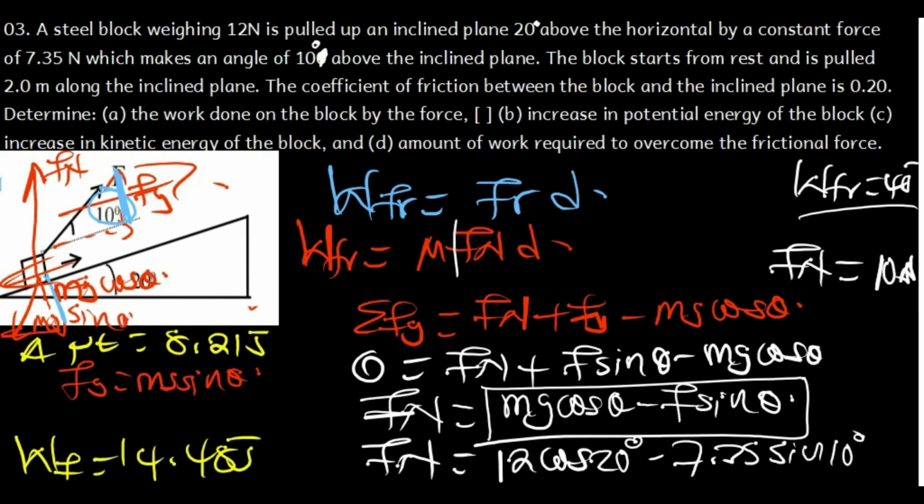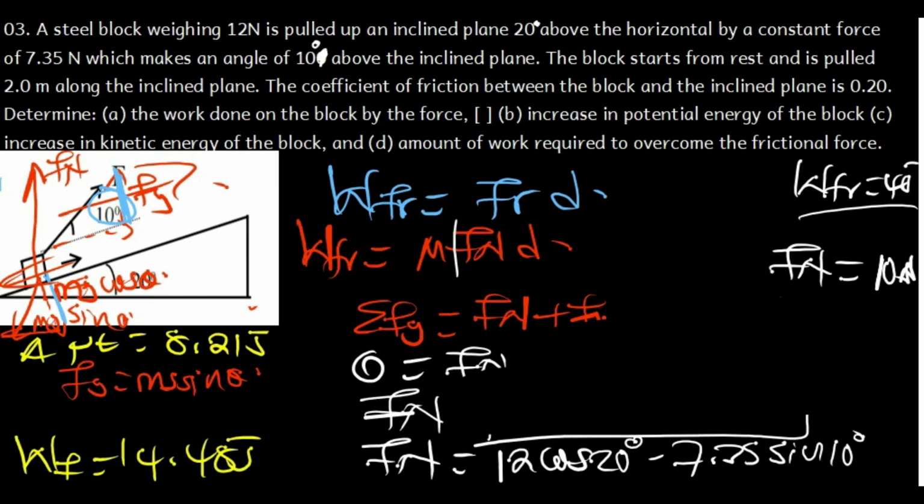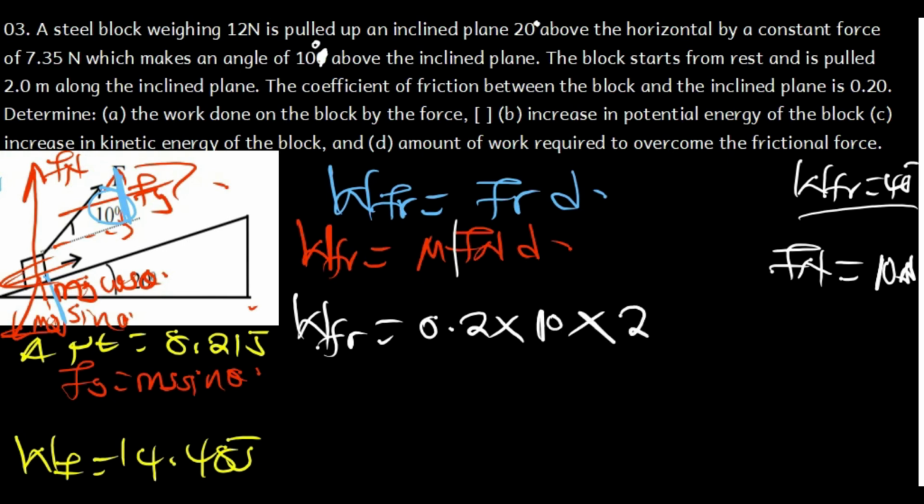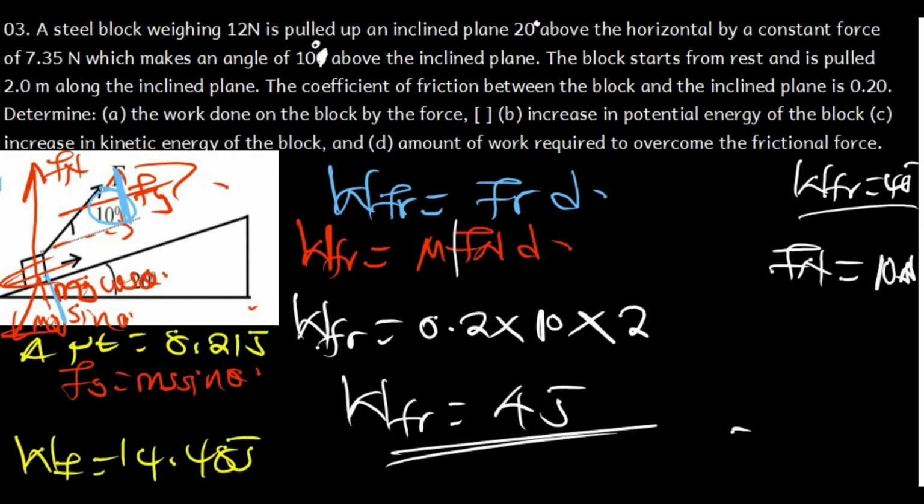Now let's plug in the values there. So we're going to have the work done by the friction. The mu is 0.2 times 10 times the d, which is 2. So we have 0.2 times 10 times 2, which is 4. So the work done by the friction force is 4 joules. So that is it for this question.